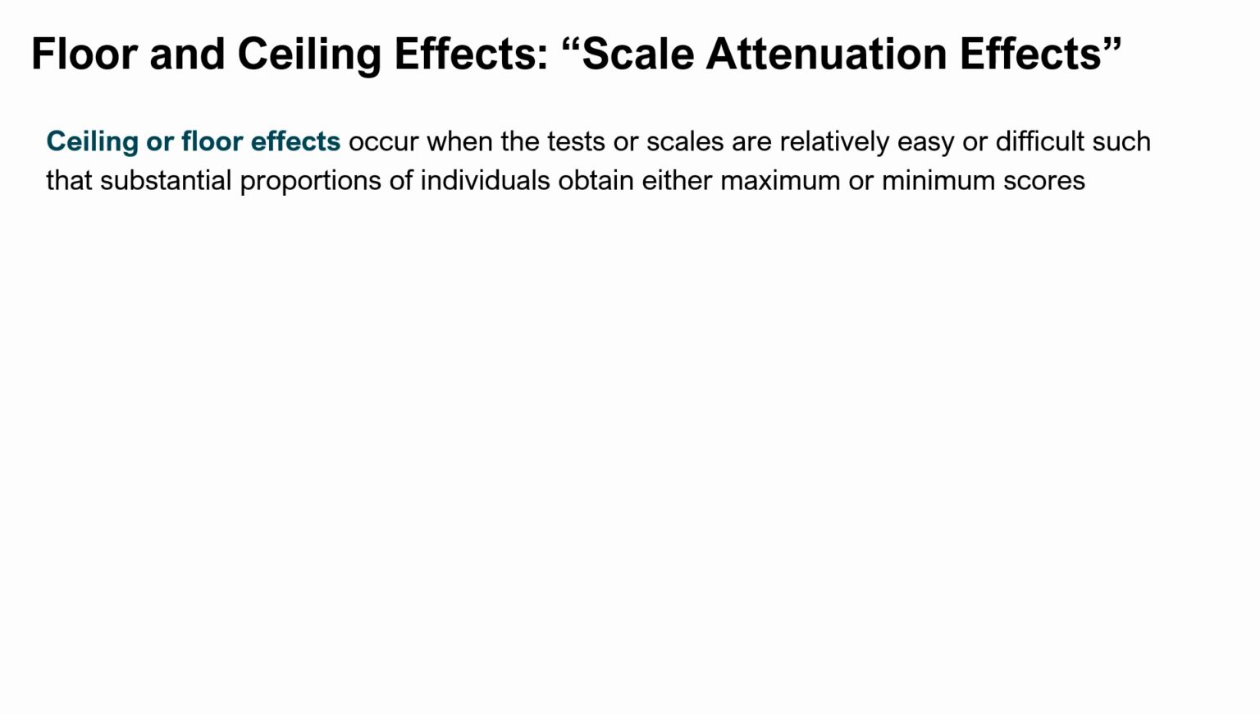These effects are sometimes referred to as scale attenuation effects, and they occur when the tests or the scales that we're using are relatively easy or difficult, such that substantial proportions of individuals obtain either maximum or minimum scores. And that means that the true extent of their abilities can't be determined accurately using this measure.